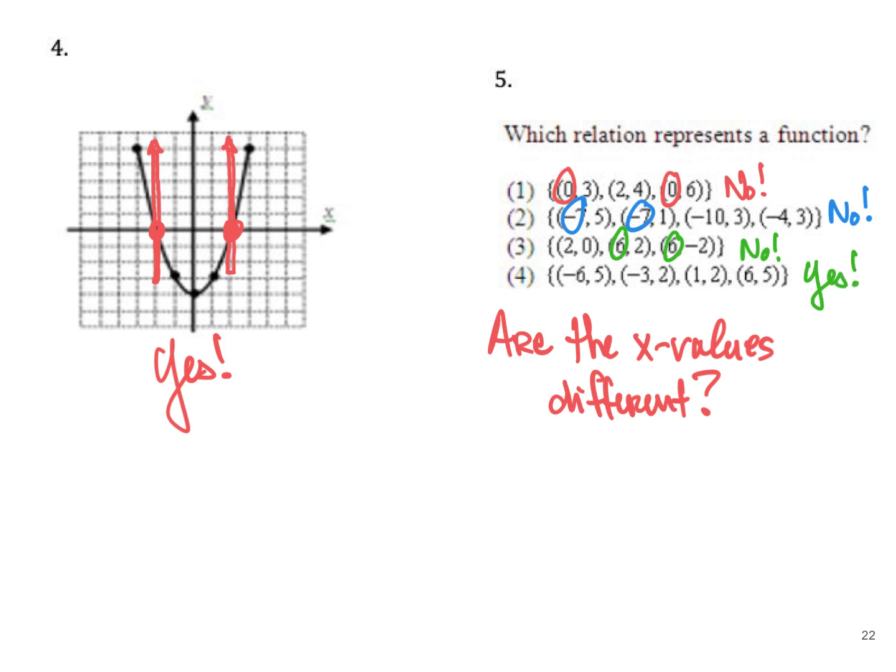Okay. So this is new. It is going to be on your quiz. It is new. So make sure you understand this. Are all the x values different? Yes. If the answer is yes, yes, it's a function. If it's not, then no, it's not a function.